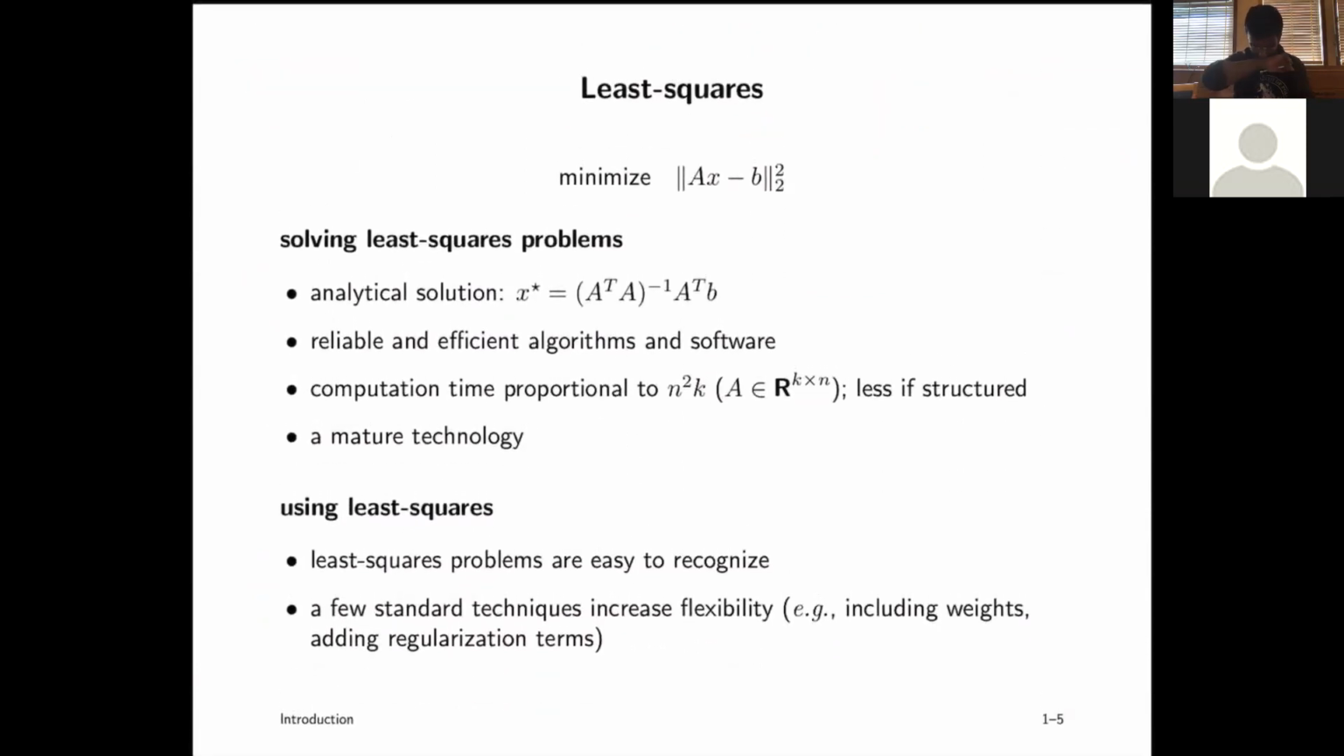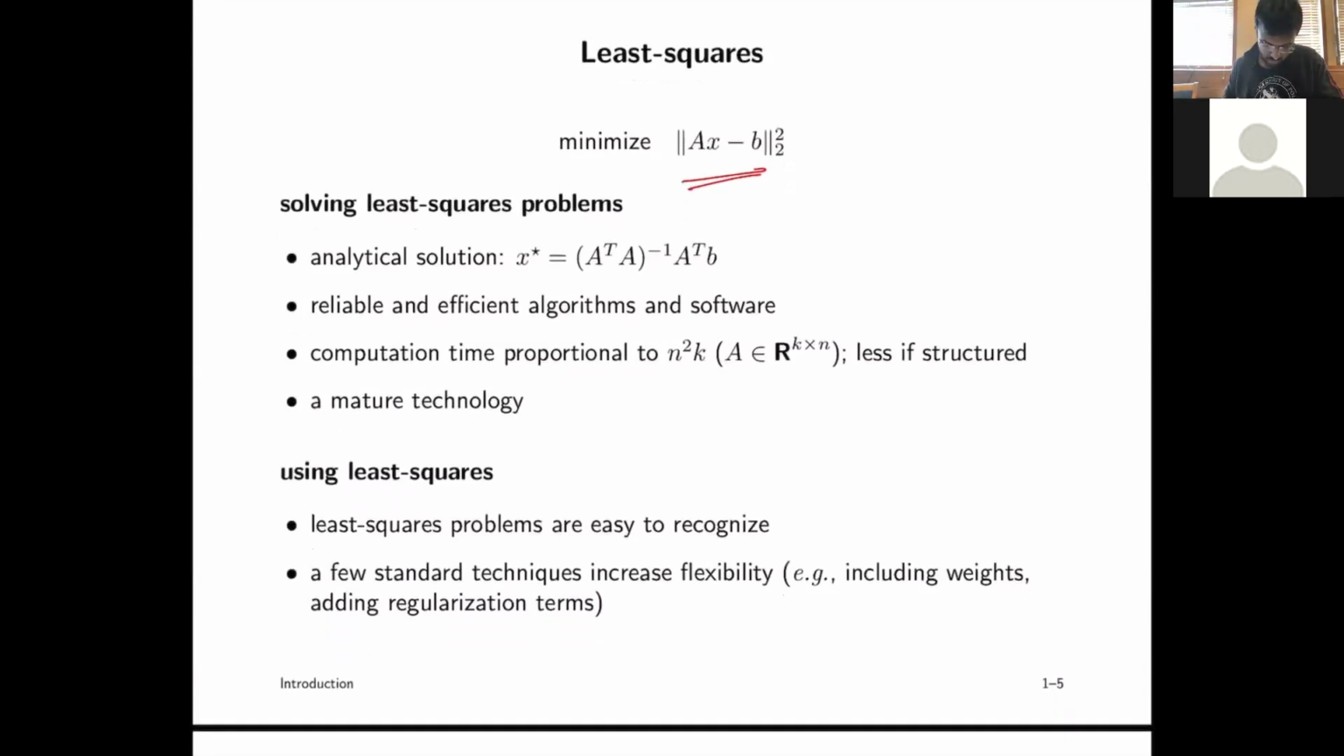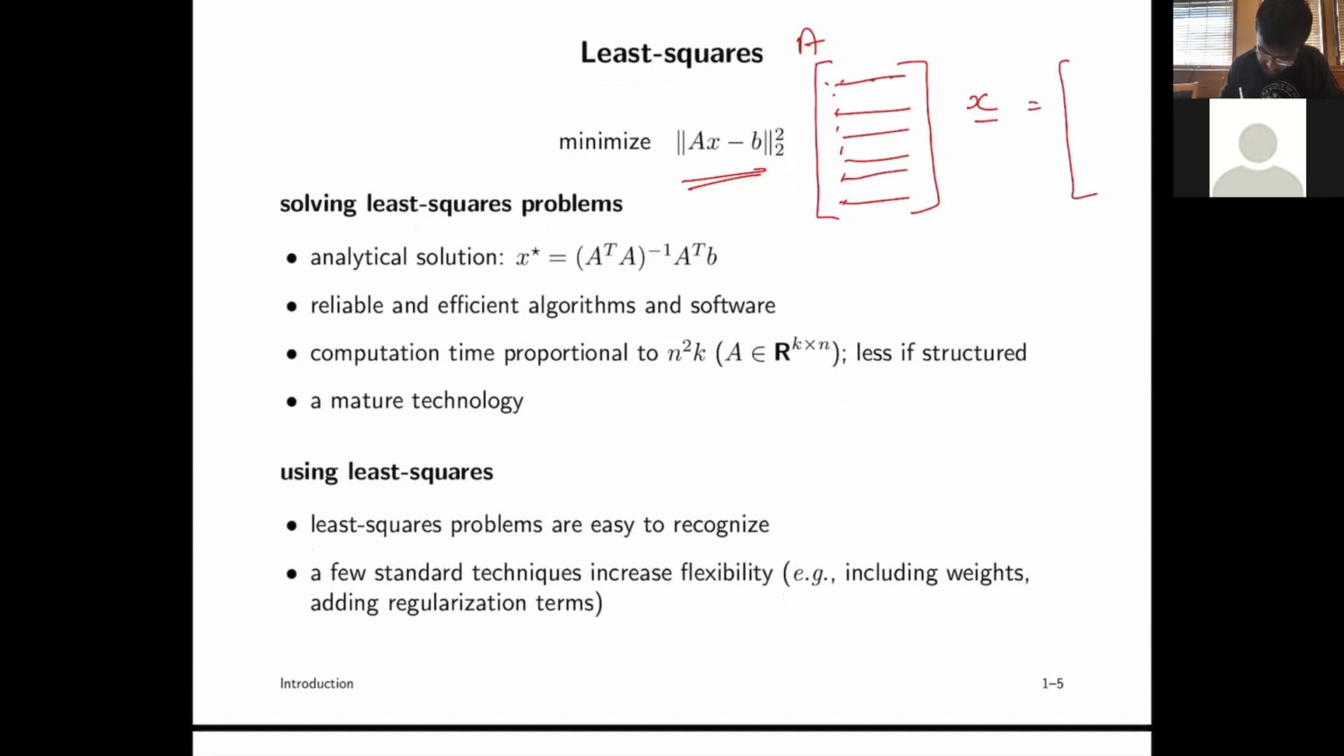So let's start with least squares. This is a very well studied theory. I think you already know this. The thing is, for example, you have many equations. You have a matrix A and a vector x. You have many rows of A and a vector x, which gives another vector b.